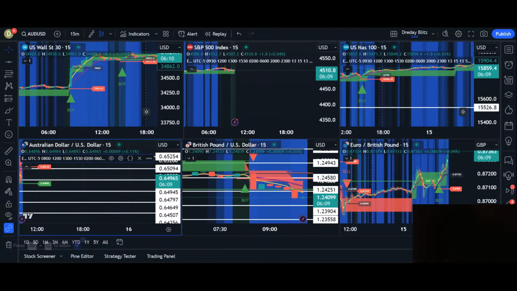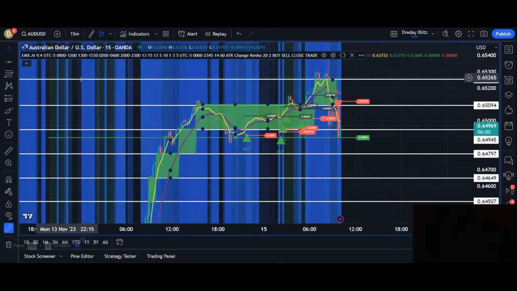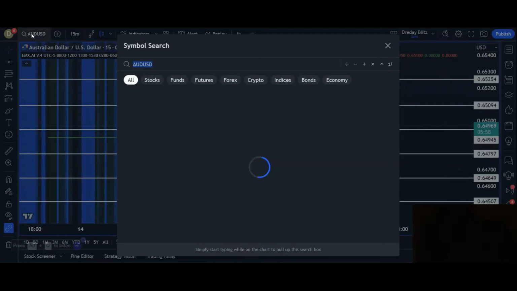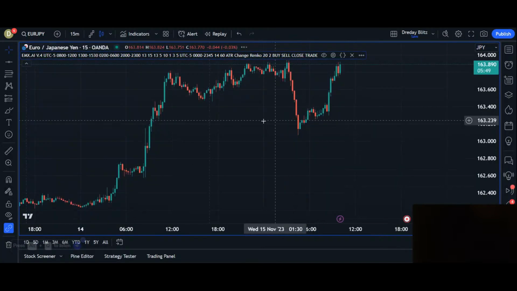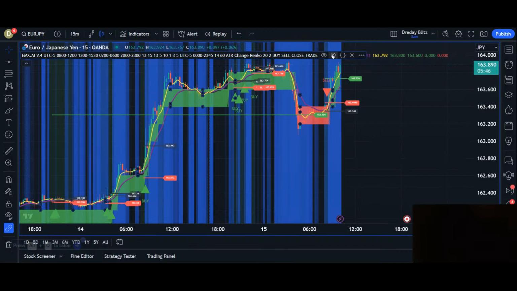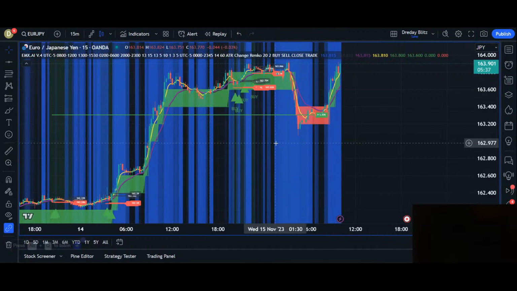So he said that you're looking for entries on Euro JPY. Okay. So let's pull up Euro JPY. I think I had it here. Yes. So Euro JPY, same thing. So not the New York session. So that'll be London and Asian. Boom.